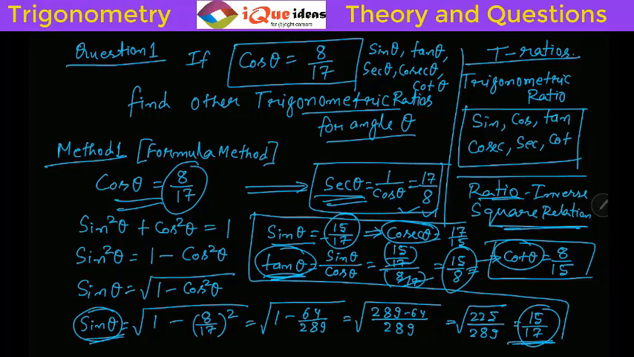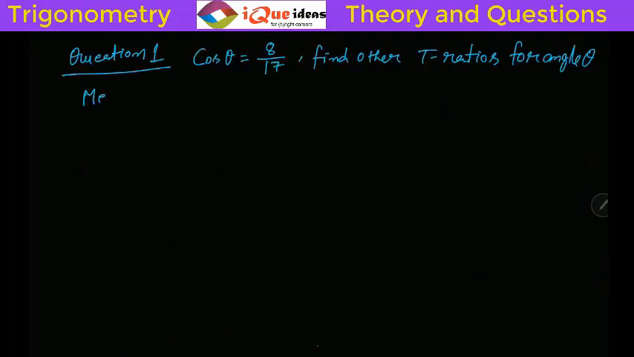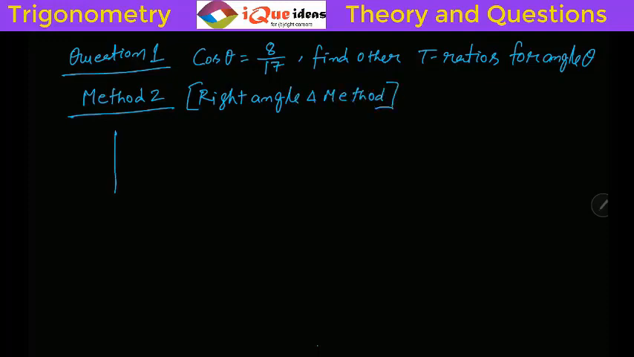Now let's take up the second method, method 2 of this question. Method 2 is also called the right angle triangle method. Okay, right angle triangle method. What we do in this is that initially we draw a right angle triangle and we assign one of the angles as theta. So let's say this triangle is ABC and let's say this angle is theta.